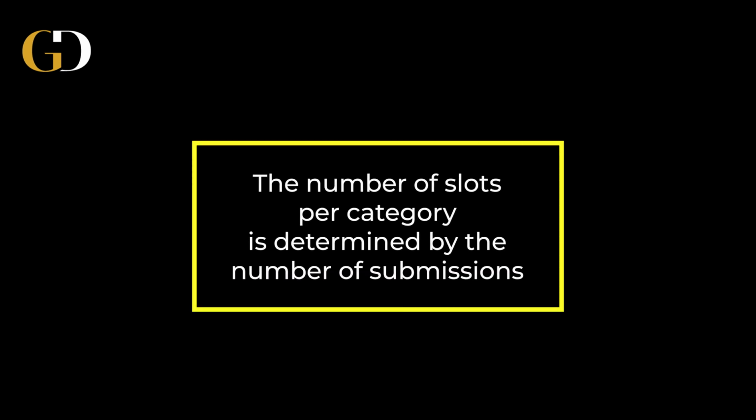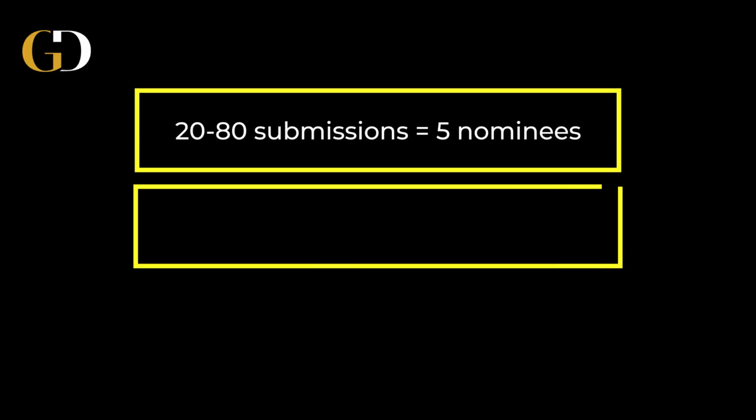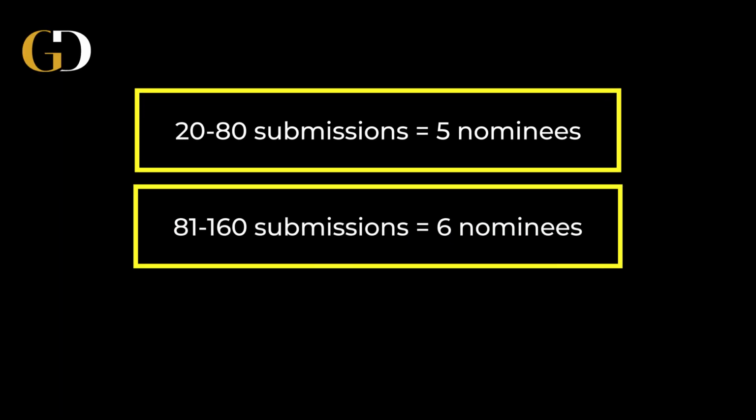But basically, since 2020, Best Comedy Series and Best Drama Series have been set at 8 slots. So those never change. And that same year, the TV Academy adopted the proportional rule for all the other categories. So that means the number of slots per category is determined by the number of submissions. So the breakdown is 20 to 80 submissions, you get 5 nominees. I'm going to start writing these down. Go ahead. Keep going. 81 to 160 submissions, you get 6 nominees.